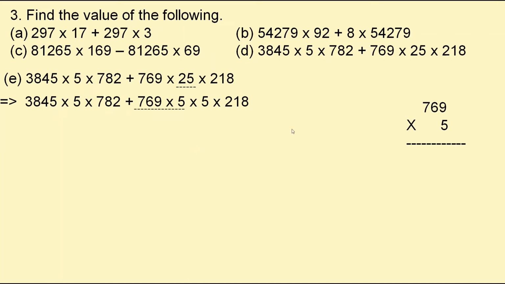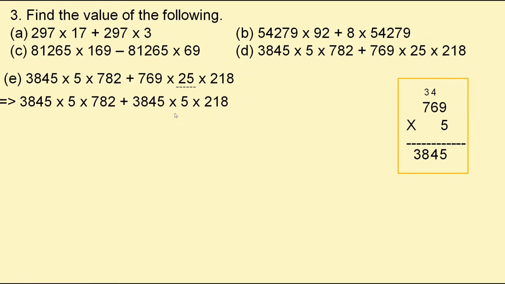769 into 5. 5 9s are 45, so 4 is on carry. 5 6s are 30 plus 4 is 34, so 3 is on carry. 7 5s are 35 plus 3 is 38. Yeah, we got the same answer, that is 3,845. So replace this number with 3,845. Okay. Now we will multiply these two numbers.